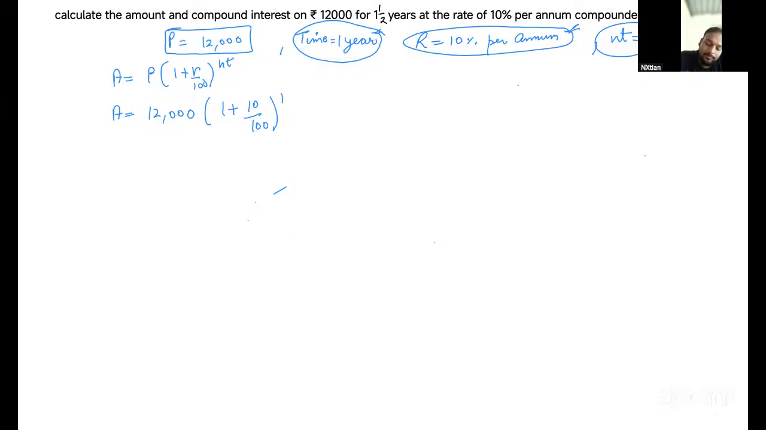Okay. So the amount is equal to 12,000, and then it will become 100 upon 100 plus 10 upon 100. The amount will become 12,000 times 110 upon 100.